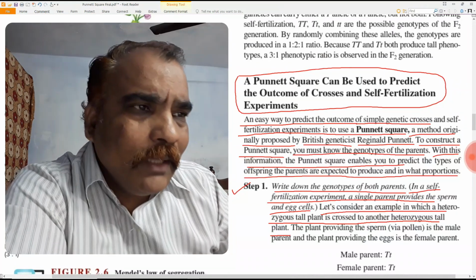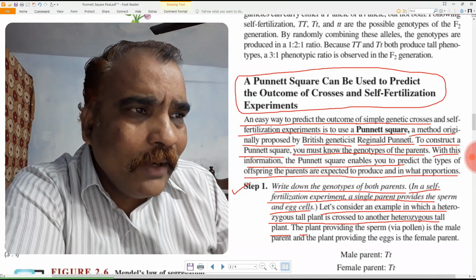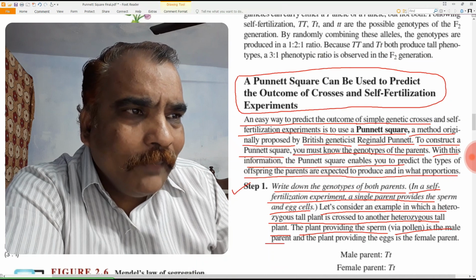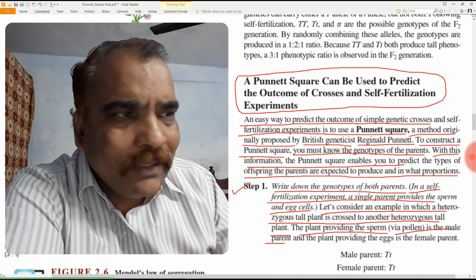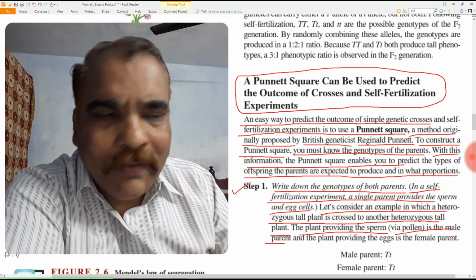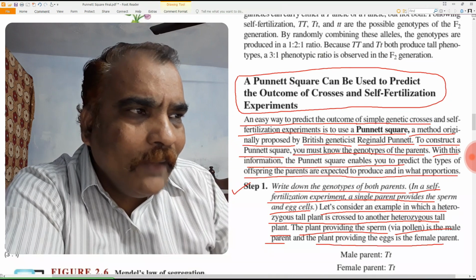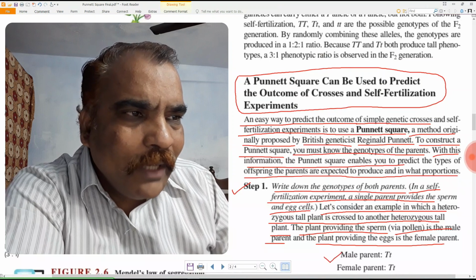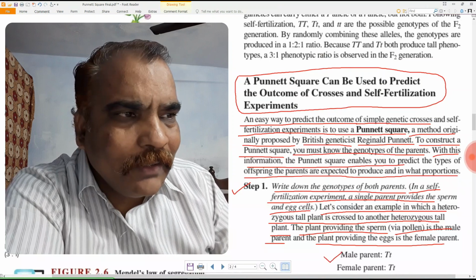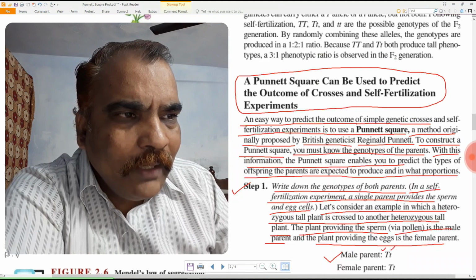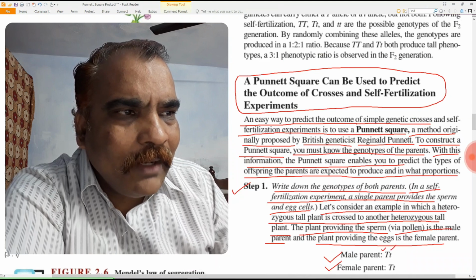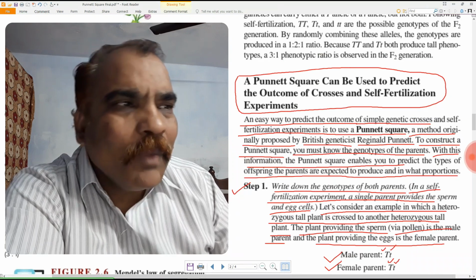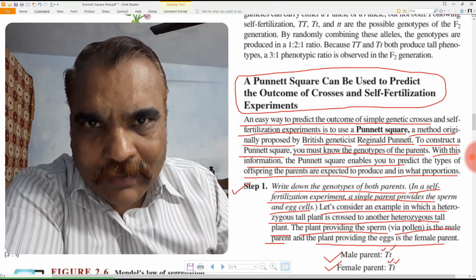Now the plant providing the sperm is the male parent, and the plant providing the egg is considered the female parent. So the genotype of the male parent is capital T small t, and the genotype of the female parent is also capital T small t. So both the parents are heterozygous in this case.